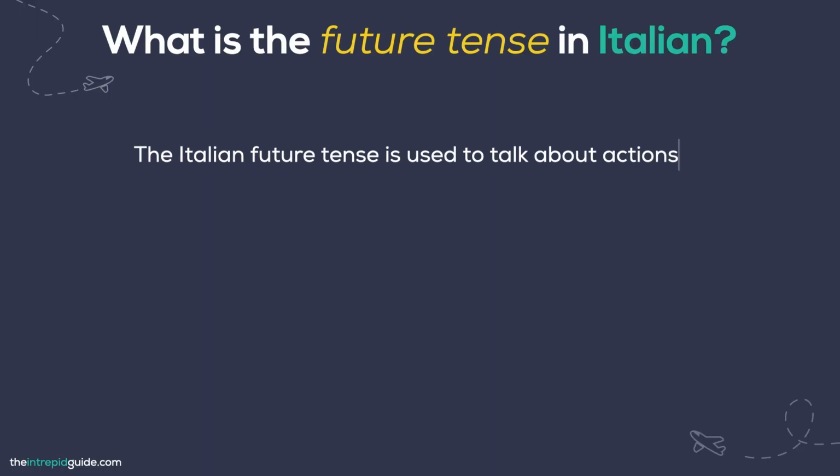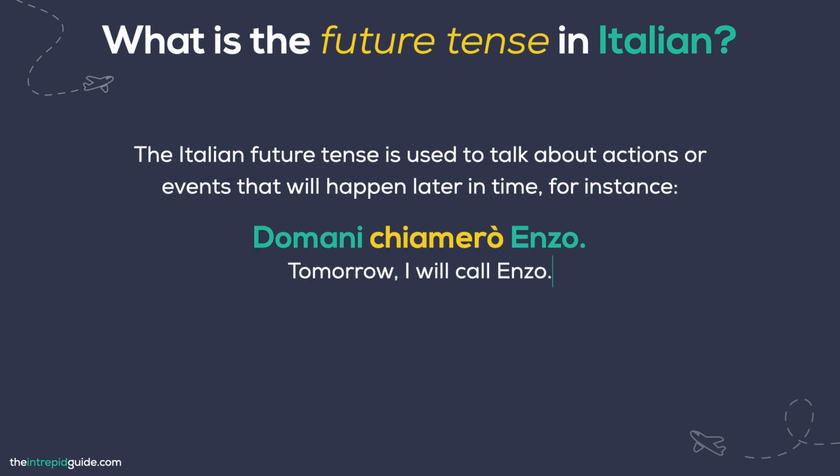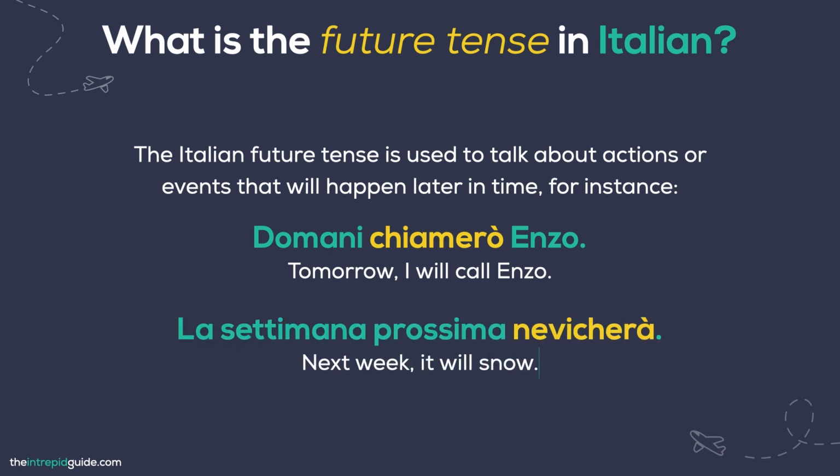What is the Italian future tense? The Italian future tense is used to talk about actions or events that will happen later in time. For example, Domani chiamerò Enzo. Tomorrow I will call Enzo. La settimana prossima nevicherà. Next week it will snow.